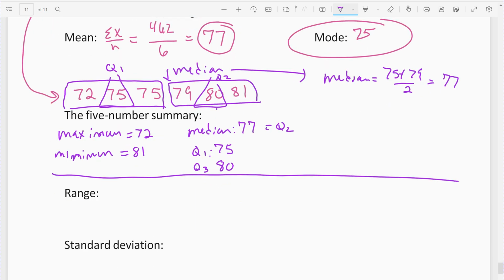Alright, the next thing we ask for is the range, which is the high value minus the low value. I did these backwards. The high value is 81 and the low value is 72. Make sure you correct that. Maximum is 81, minimum is 72.